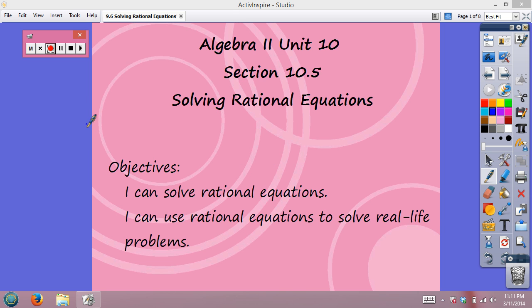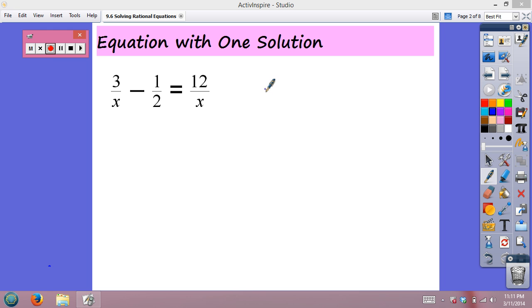In this lesson, we are going to solve rational equations, and we are going to use the rational equations to solve real-life problems. Our first example is to solve the equation with one solution.